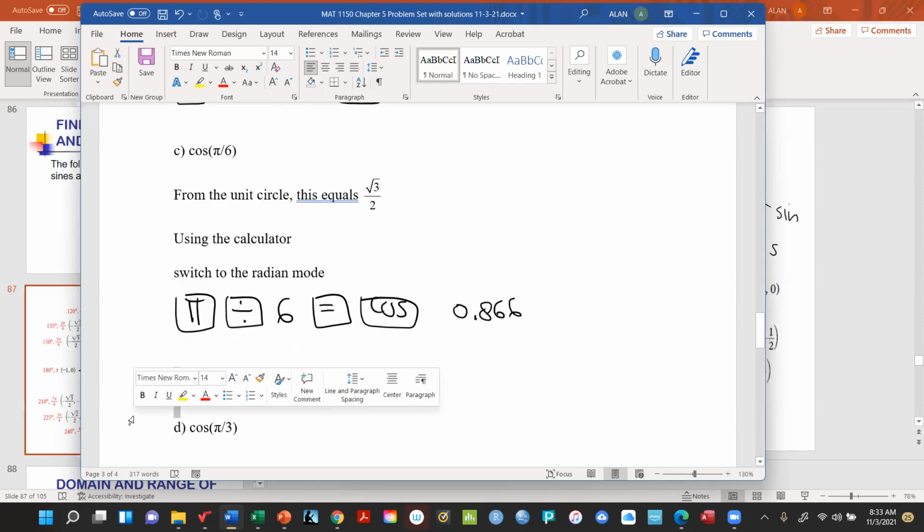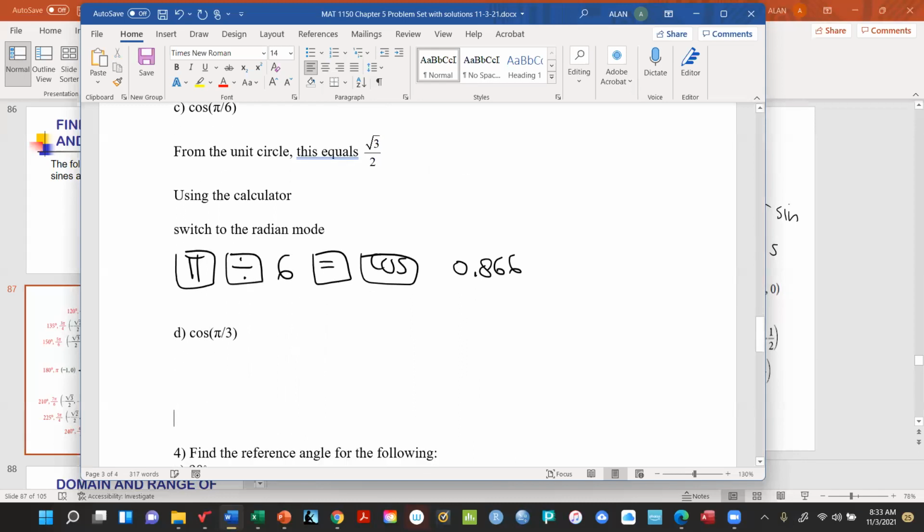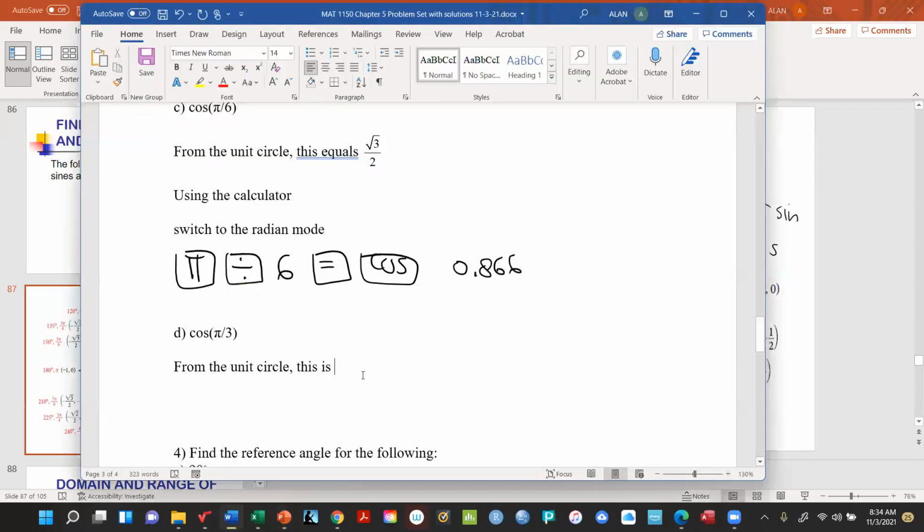All right, and then we have one more here, cosine pi over 3. So again, you can go look it up in the unit circle. Pi over 3 is way up here, 60 degrees, and the cosine is 1/2. Okay.